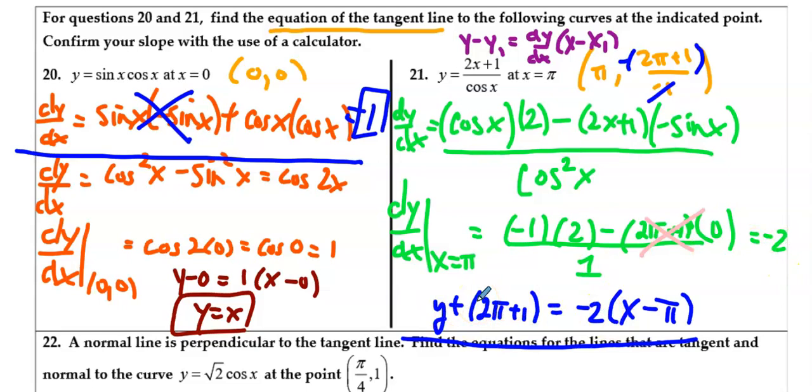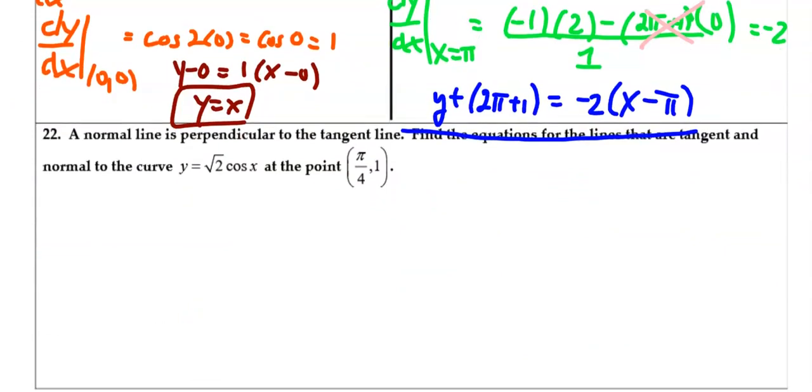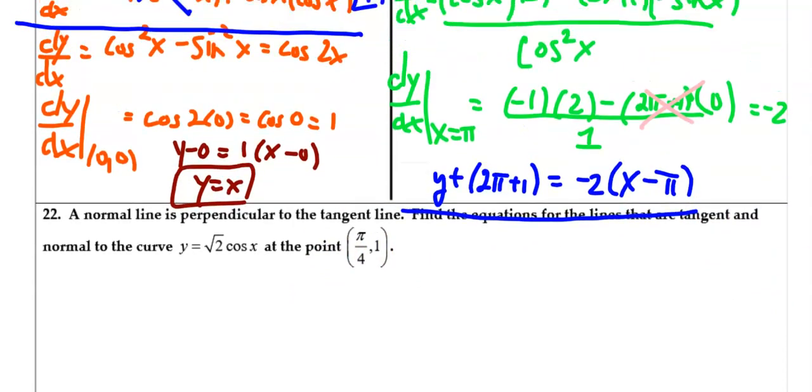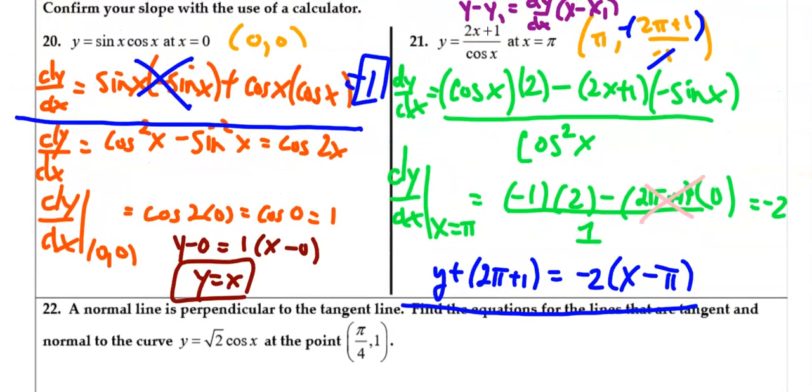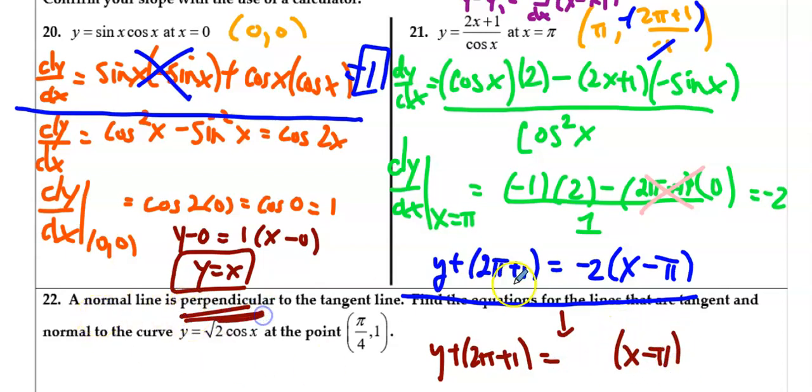So that is it, ladies and gentlemen. I just want to say really quickly, I'm looking at number 22 here. It says the normal line is perpendicular to the tangent line. Find the equation of the line that is tangent and normal to the curve at this point. If I asked you to do the exact same question for number 21 and asked you to find the normal line, all you would do is have the same y value and the same x value. It's just that the normal line is perpendicular to the tangent line, so you do the opposite reciprocal. So it would just be 1/2.